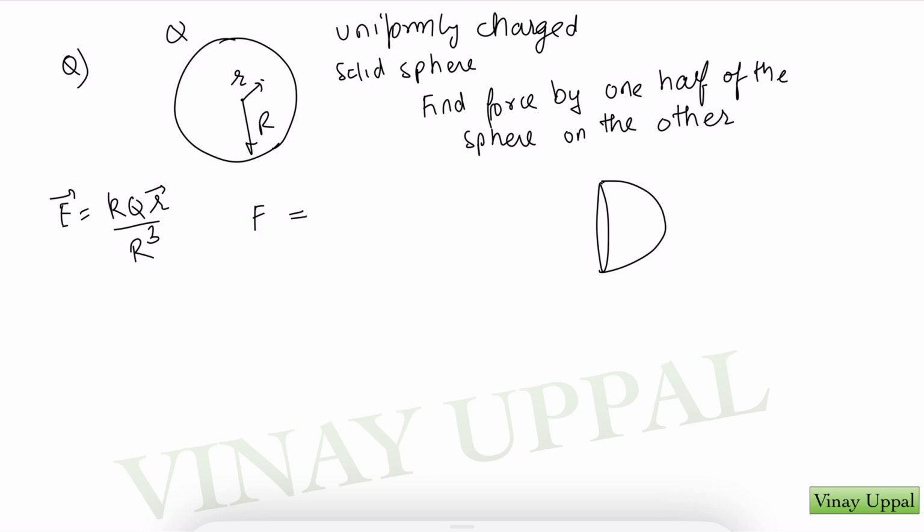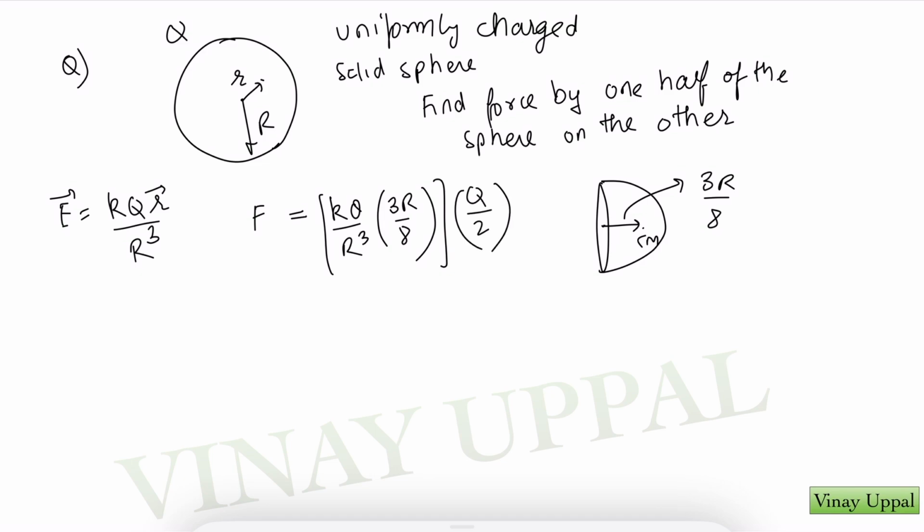So what is the center of mass of a hemisphere? Where is it? It is at 3r by 8. So the field at the center of mass would be kq by R cube times 3r by 8 multiplied by the charge of the hemisphere, which is q by 2. That's it. So you will get 3kq squared by 16r squared. So that's your force experienced by 1/2 of the sphere.